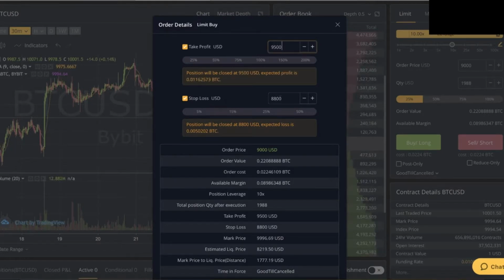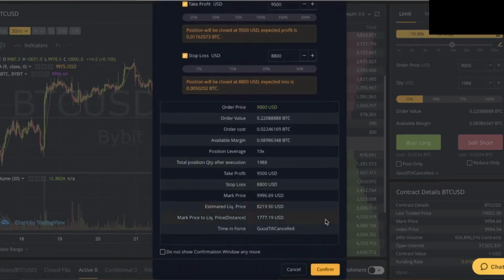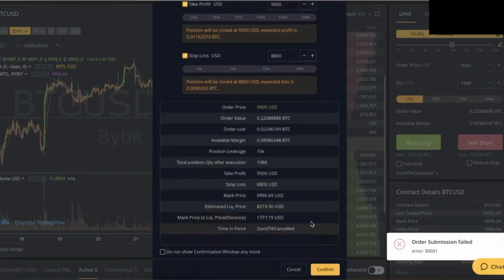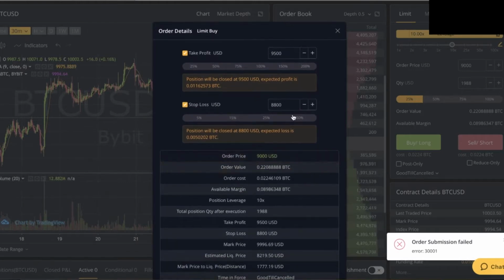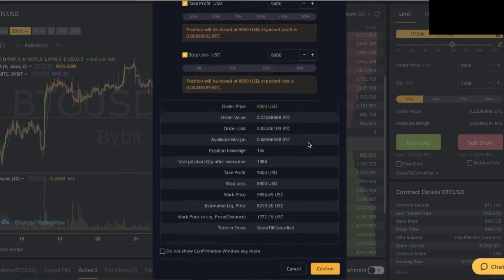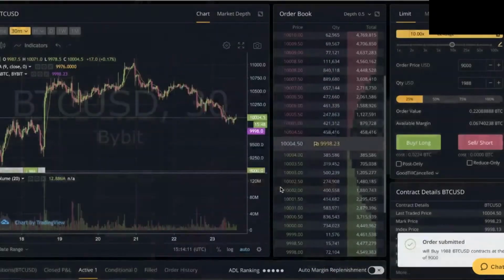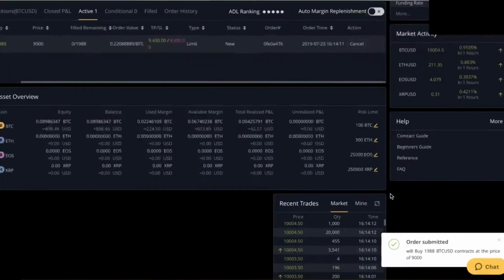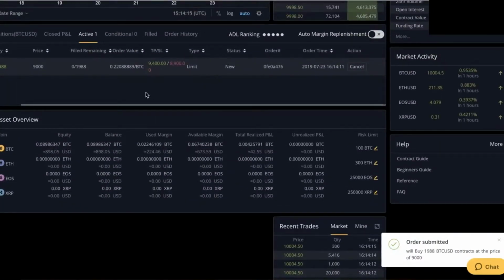I've got my stop loss set. It's telling me what my potential loss would be at this point, and I can just click on confirm there, and again I'm getting this issue. I don't know why this is happening. Let's lower this to 9,500 and put in 8,900 again, and go for that. Okay, and it's sent. So I must have been putting in the numbers incorrectly there.